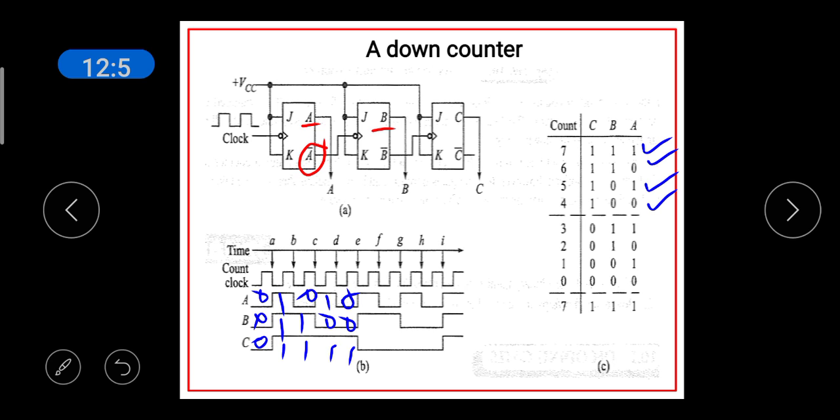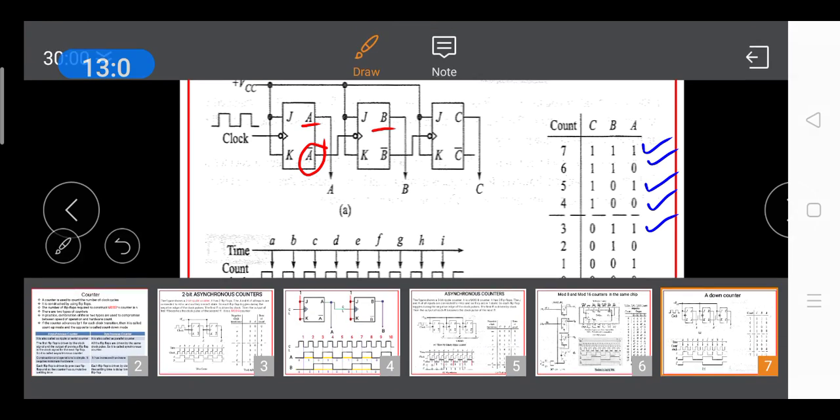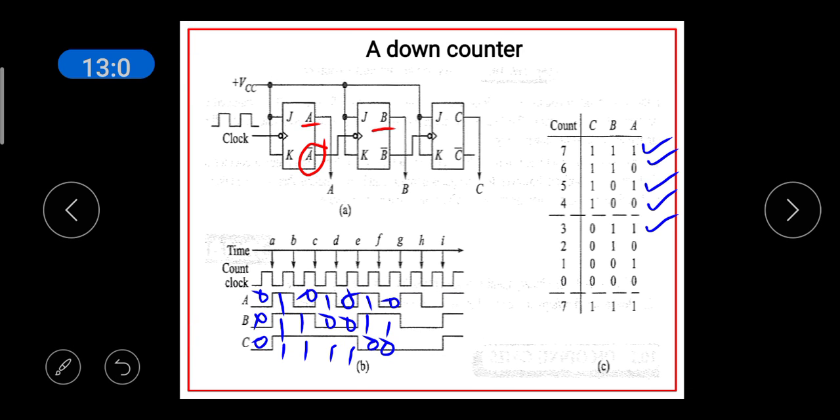After the fifth clock pulse, it is 0, 1, 1. It is shown by this state. After the sixth clock pulse, 0, 1, 0. It is shown by this state. After the seventh clock pulse, it is 0, 0, 1, which is shown by this state in the truth table. After the eighth clock pulse, everything is 0. All the outputs are 0, which is shown by this.